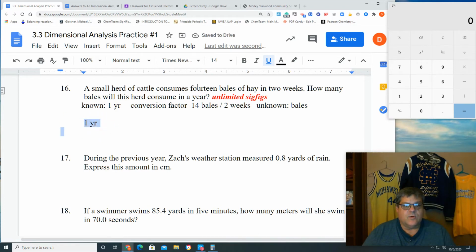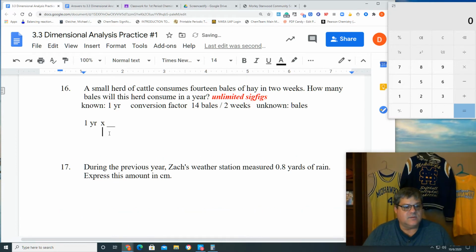Once we have our 1 year, we're going to put our handy dandy times and a line, and we're going to put 1 year on the bottom, but we have to go to weeks. So what are we going to put on top? Weeks. But how many weeks are in 1 year? Well, there's 52 weeks in 1 year.